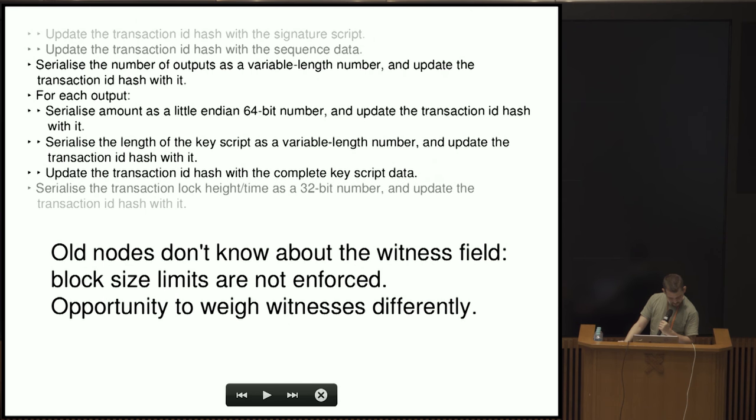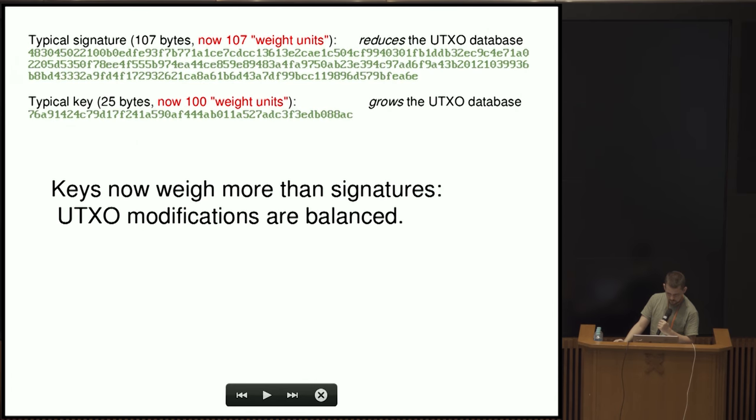But instead of counting signatures at the same weight, since the witness field is new, we can count it as a low weight. Existing fields, on the other hand, can only be counted at a greater relative weight in a soft fork. And so now you can see the key weighing 4 times as much as the byte size. It weighs approximately the same as the signature that is needed to spend it and to produce the UTXO set.